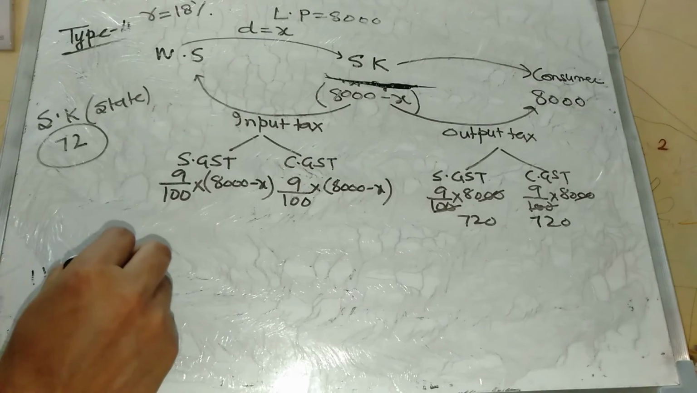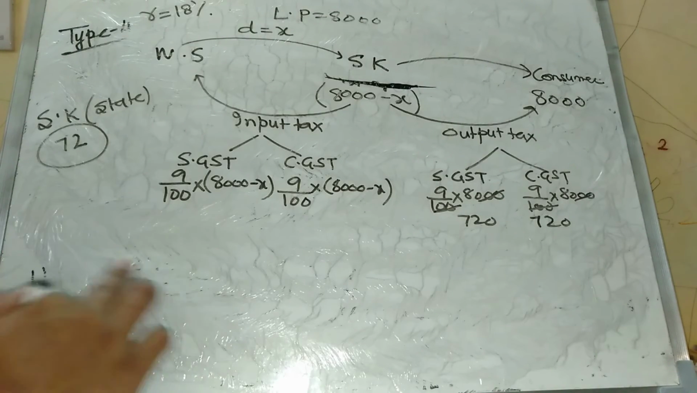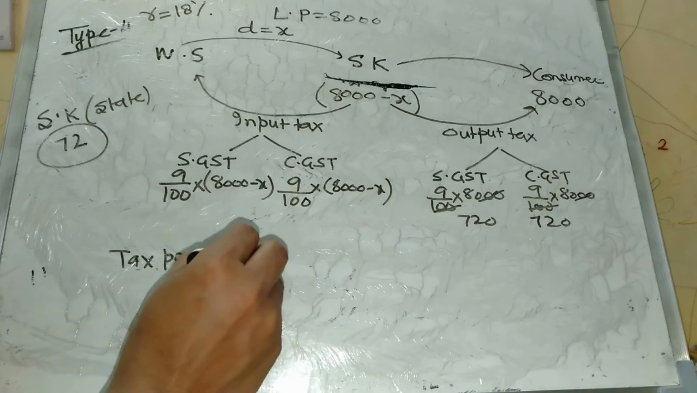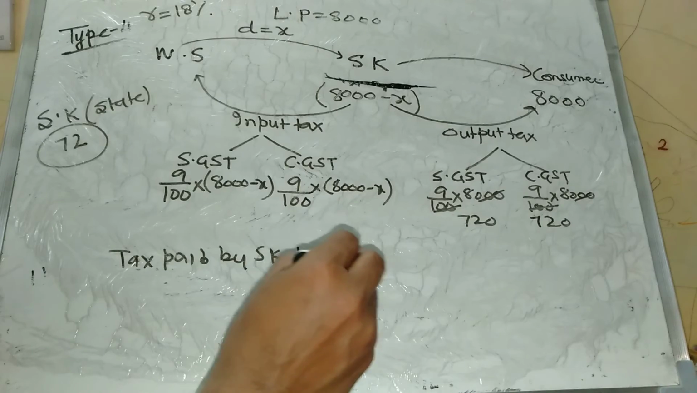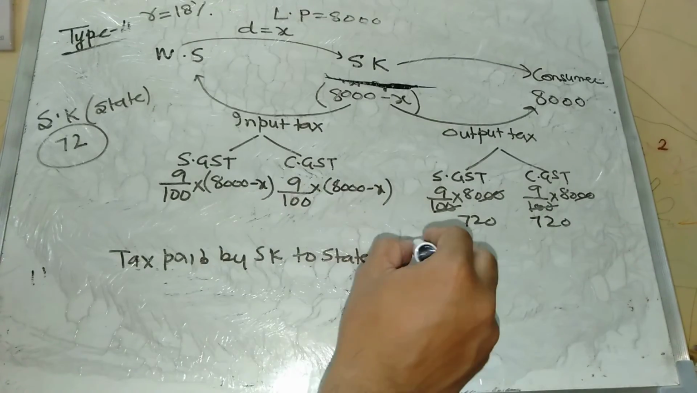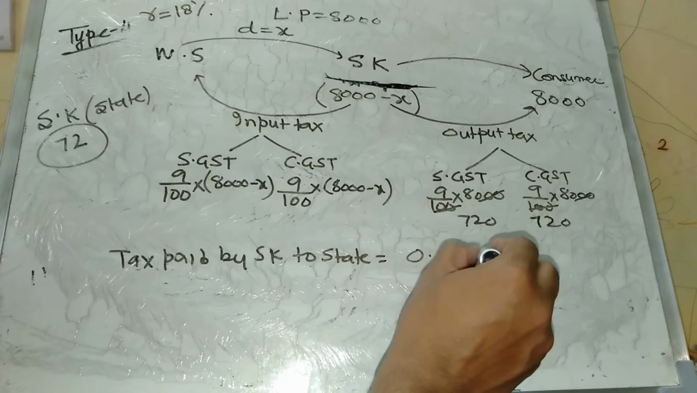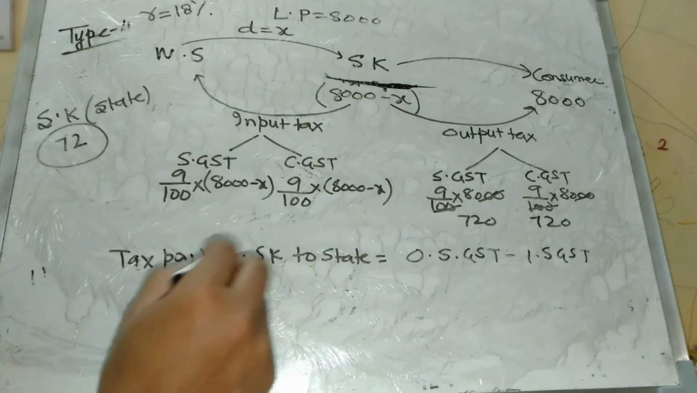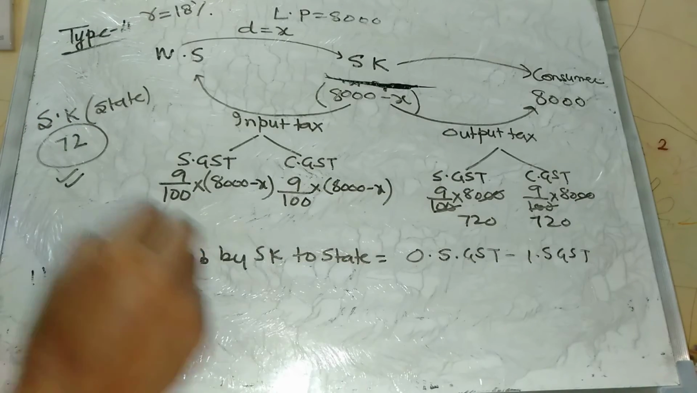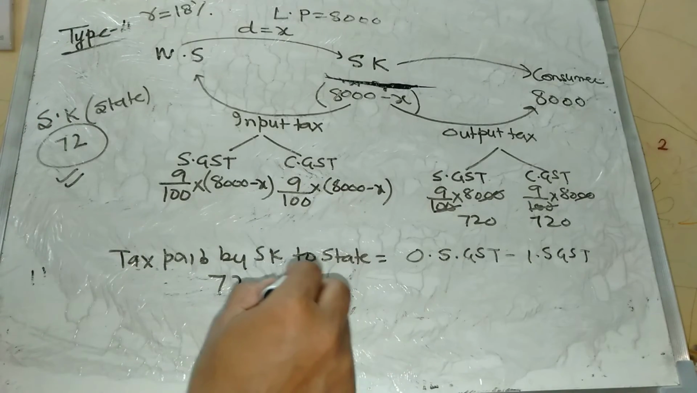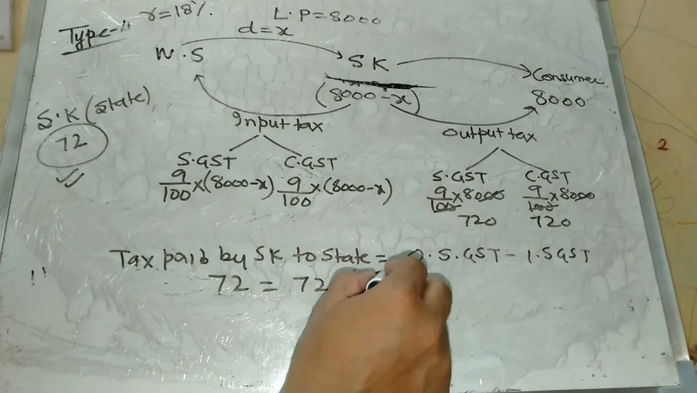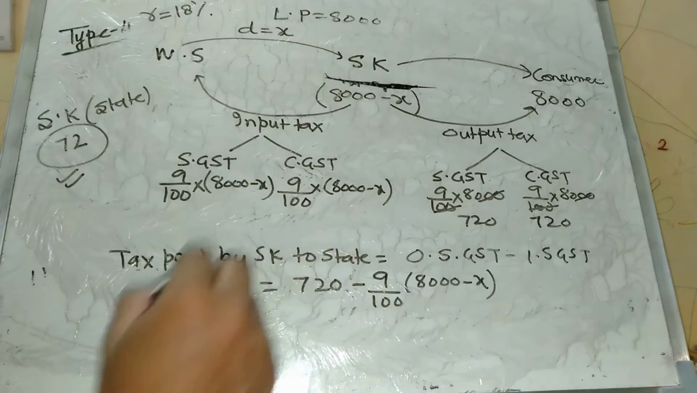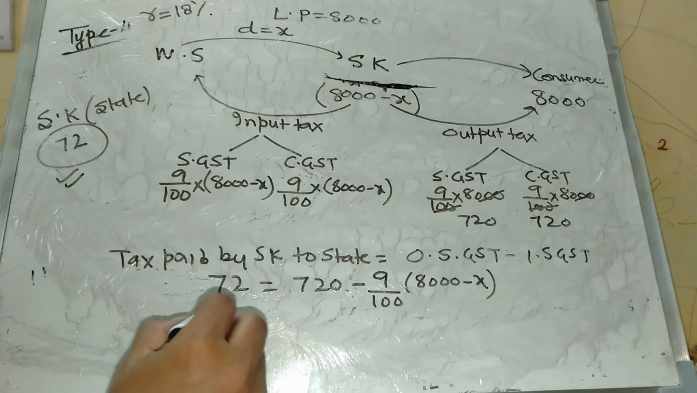So, tax paid by shopkeeper to state government is equal to output SGST minus input SGST. Tax paid by shopkeeper to state government is given 72. Output SGST is 720. Input SGST is 9% of 8,000 minus X. So bring it here on the left hand side.